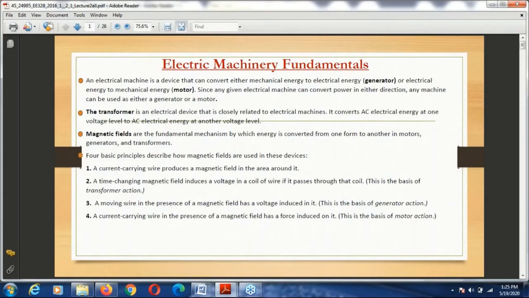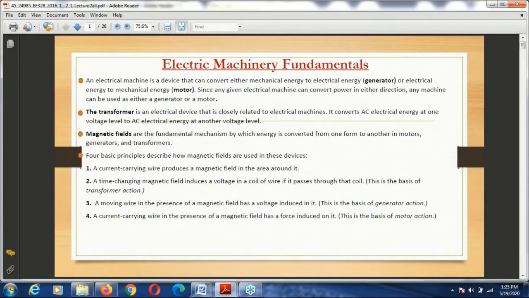Is it clear to you? Transformer is a topic on its own that before the end of this course, we will find time to explain better. So I explained to you what a transformer is. Is it clear? So go to that page, that first page. I'm seeing the first page. The transformer is an electrical device that is closely related to electrical machines. Is it clear? It converts AC electrical energy at one voltage level to AC electrical energy at another voltage level. Is it clear to you?